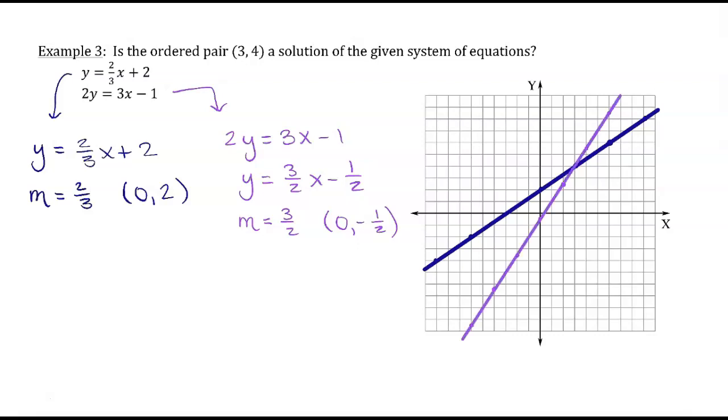Now we find something interesting. These two lines agree precisely at the point (3, 4). Consider that all points on the blue line are solutions to the first equation, and all points on the purple line are solutions to the second equation. Exactly where they intersect is the point where they agree, where there's a solution to both equations. In other words, when an ordered pair is a solution to a system of linear equations, it's precisely where the lines intersect. Now let's take a look at example 4.